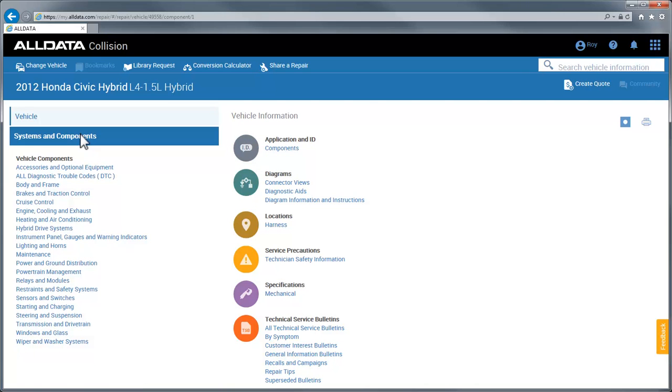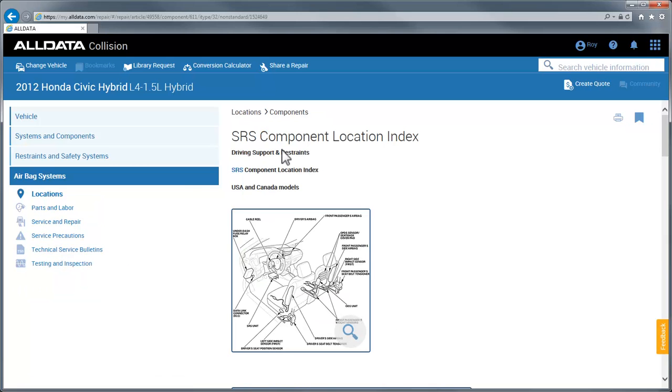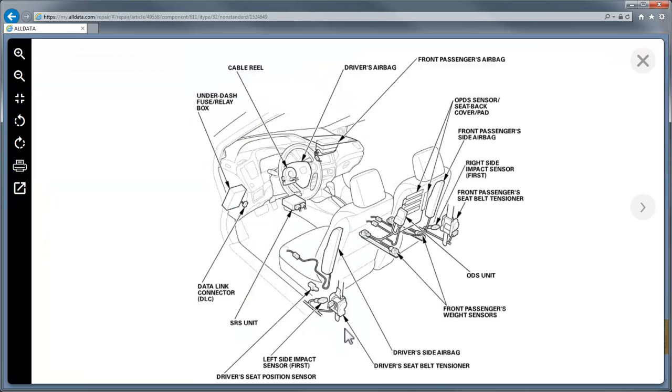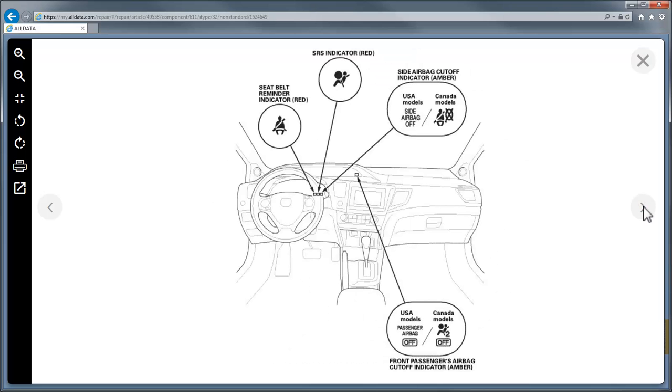An information type for most subcategories is locations. This information is invaluable when trying to find a sensor or relay module for inspection, replacement, or reprogramming. ALLDATA Collision contains detailed diagrams to aid in this sometimes tedious task.